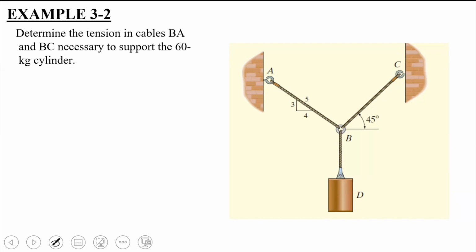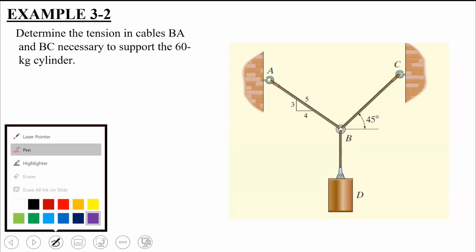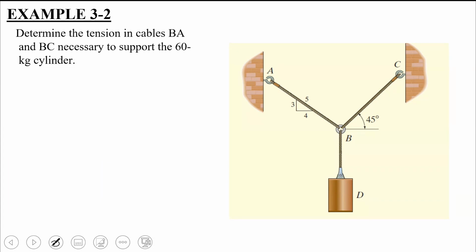So आपके पास एक cylinder है जिसका mass आपको given है, which is 60 kg, and it is being supported by two cables BA and BC. You need to determine the tension in each and every cable as shown in the figure. Okay, so starting with drawing the free body diagram of this cylinder D.